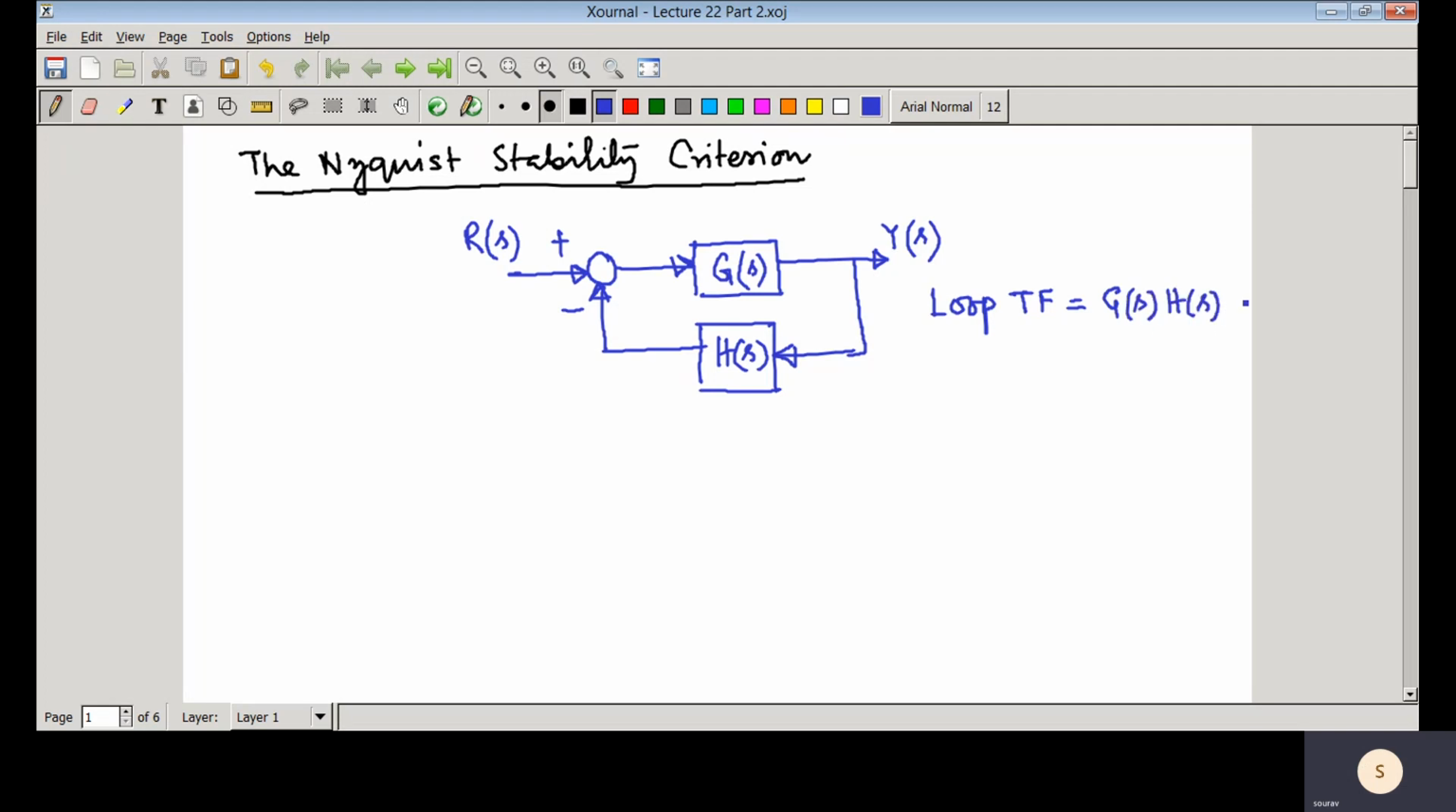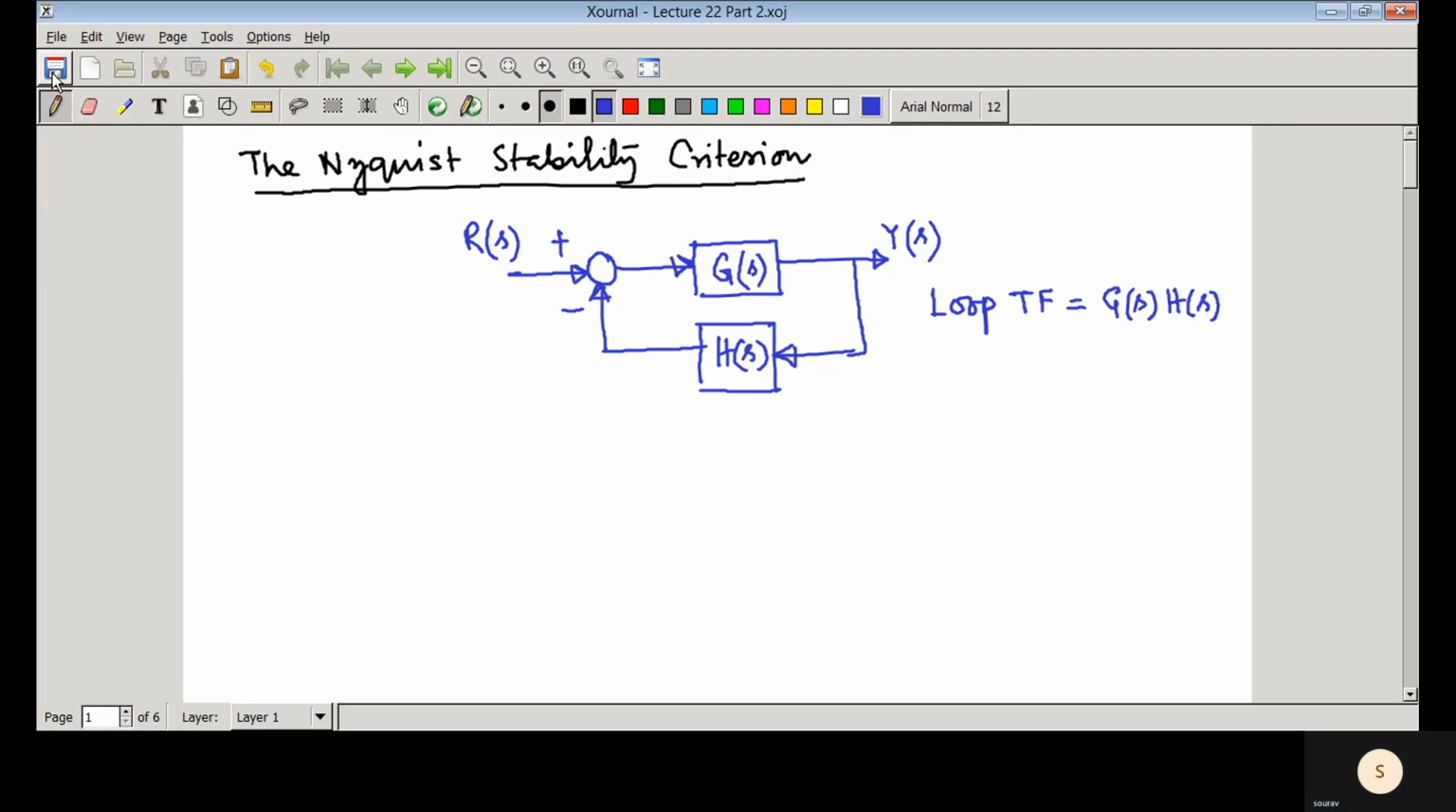That thing we have already discussed in the case of the root locus technique and Bode plot, because we have seen that if the loop transfer function is given, then from the frequency response, that means from the Bode plot, how can we get the stability information of the closed loop system. That can be obtained from the Nyquist stability criterion concept I will be discussing today.